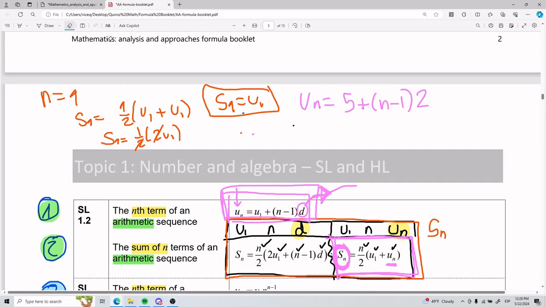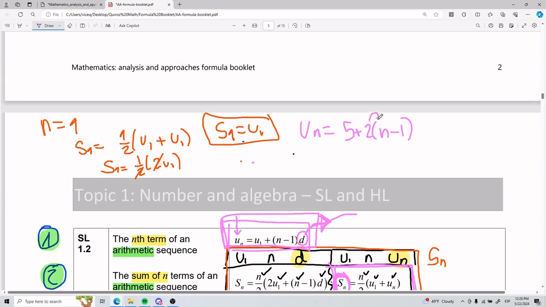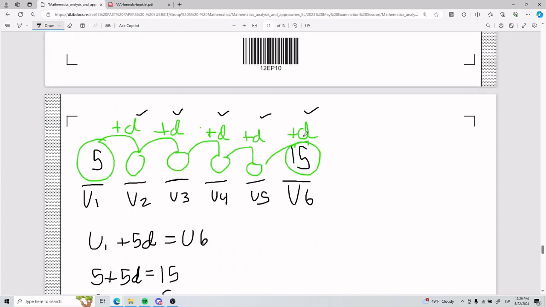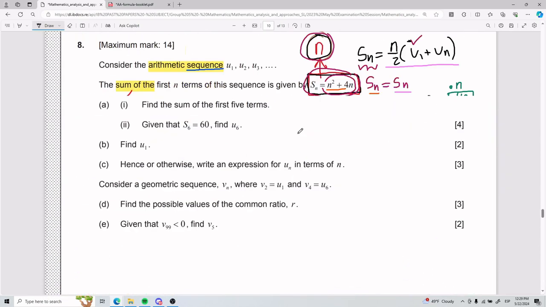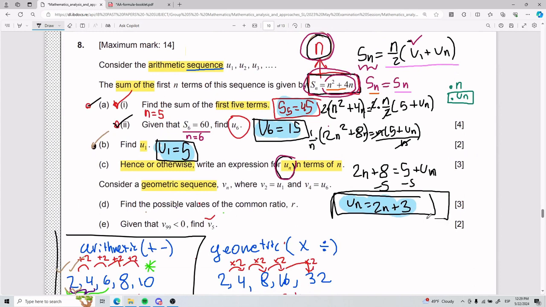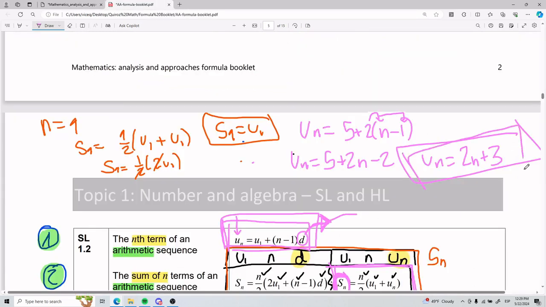Now, I know that this 2 looks a little bit strange in the parentheses being at the end, but guys, it's no different than if it was in the front. So I'm going to leave it in the front just because it's a little bit more friendly. But from here, if you distribute, you end up with un equals 5 plus 2n minus 2. You end up with un equals, oh, look at that, 2n plus 3. Sounds familiar? It better be. It's the same thing that we got over here. Un equals 2n plus 3.